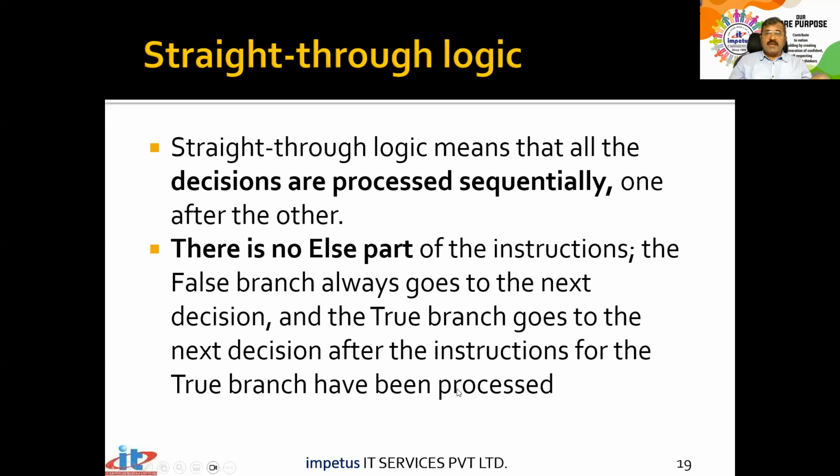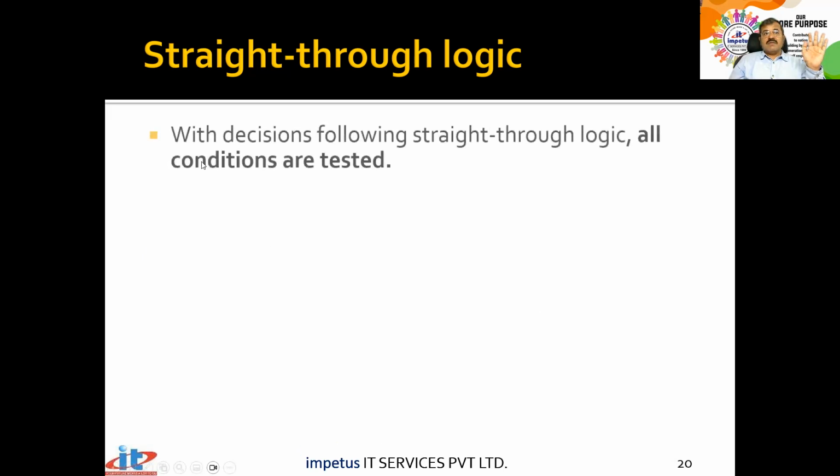So if it is false, you go ahead to the next decision, and if it is true, you also go to the next decision. So the next condition will be checked irrespective of whether your answer is true or false. Even if it's true or even if it's false, you're going to check for the next condition. When decisions follow straight through logic, all conditions are tested. So it will never happen that some condition is skipped. All conditions will be tested.